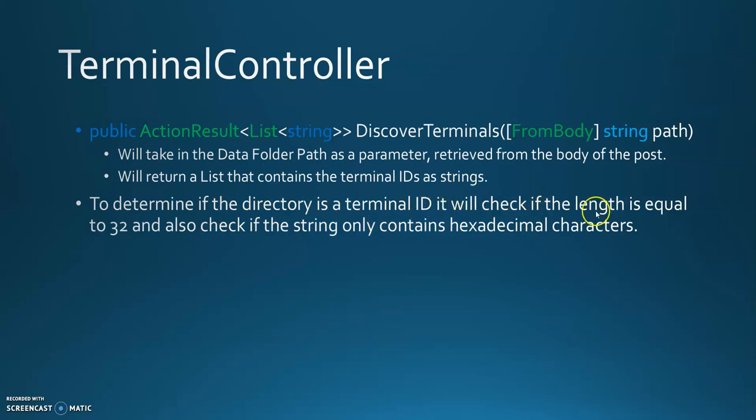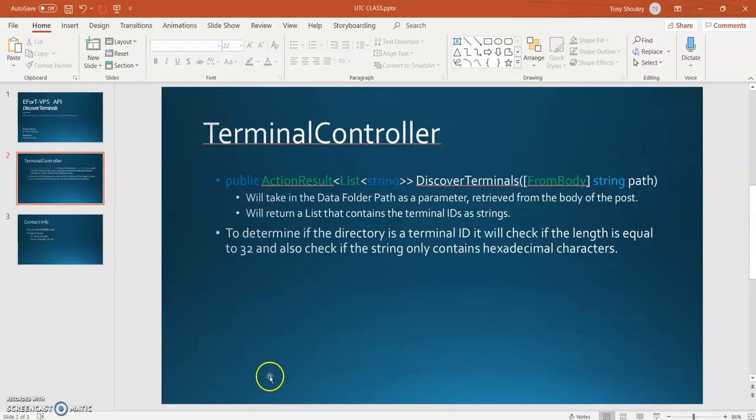And these are the checks that I have to determine whether or not it's a valid ID. It will check if the length is equal to 32, as all IDs are 32 characters. And then it also checks if the string contains hexadecimal characters. And I will demonstrate this now.